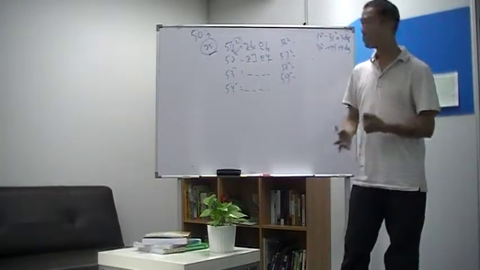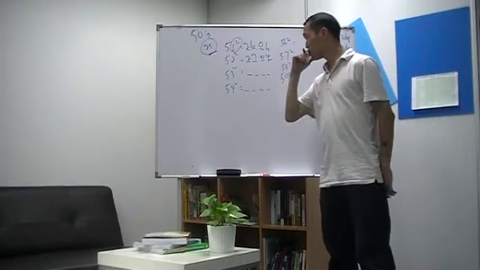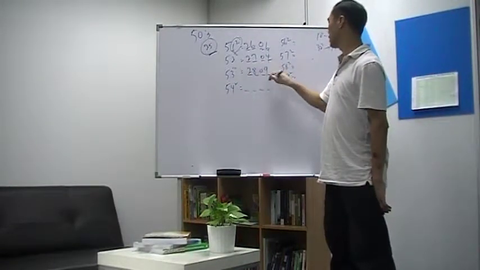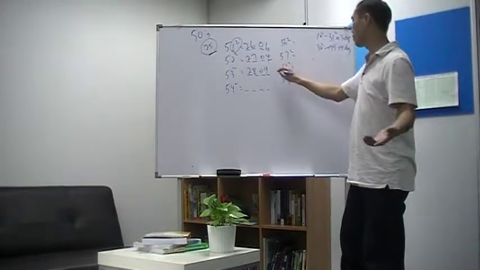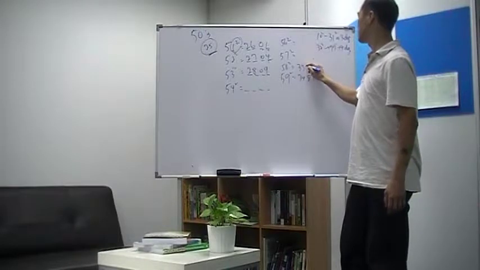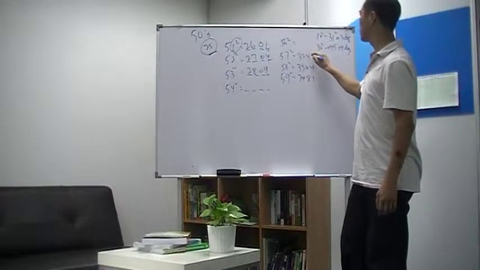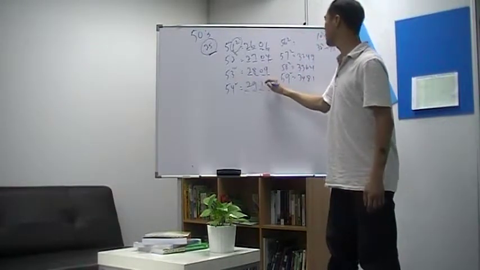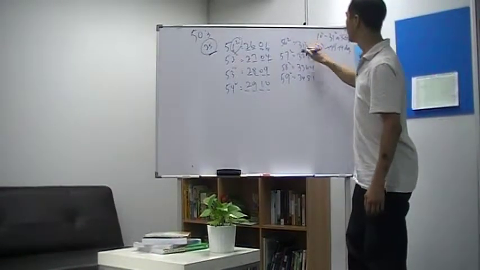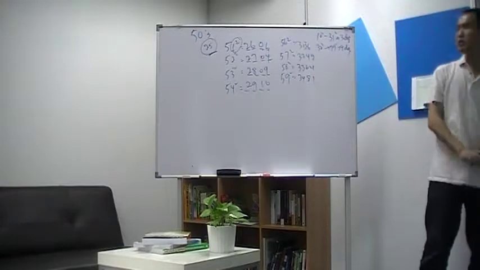Yeah, we'll come back. Now, look at this. I'll put down the answers for you. 2809: 25 plus 9 is 34, 9 square is 81. 3364: 33 is 64. 3249: 32 is 49. 2916, 3136, sorry. Right? So you notice something here.